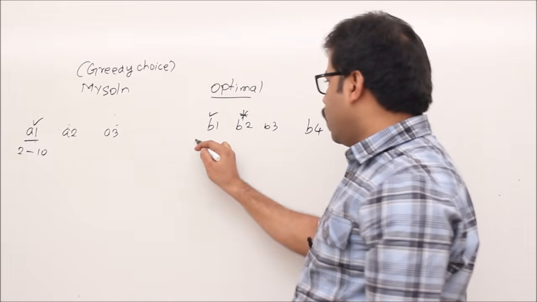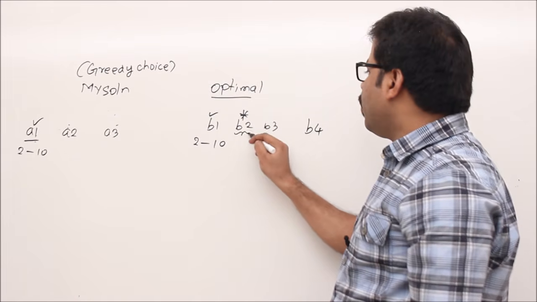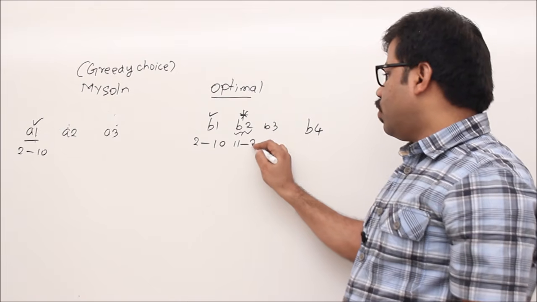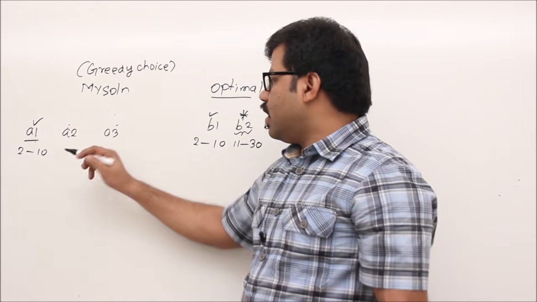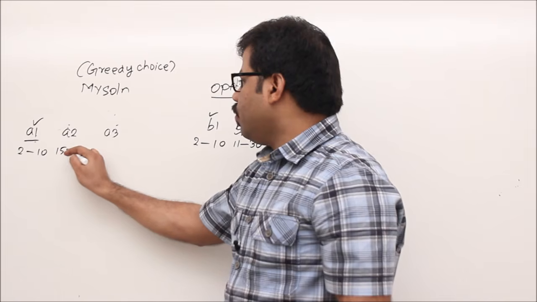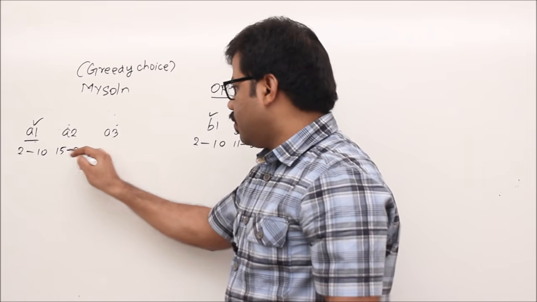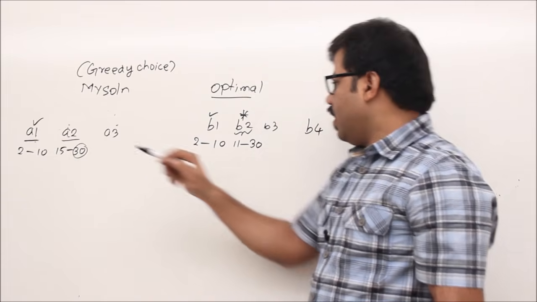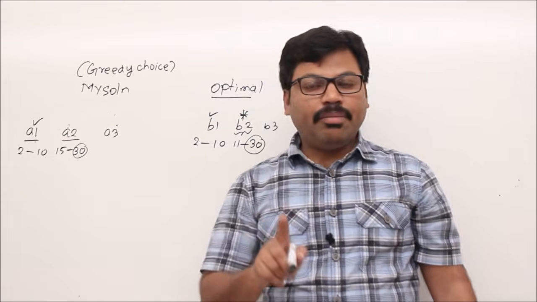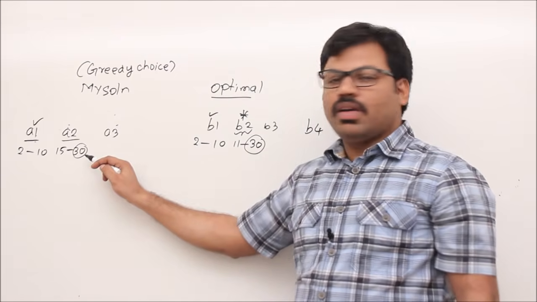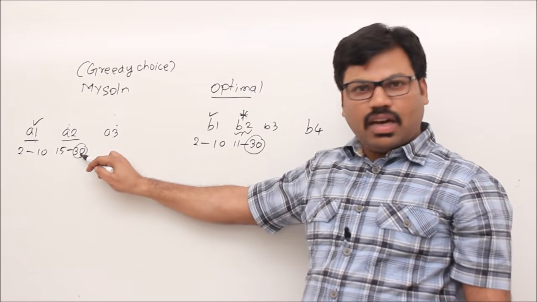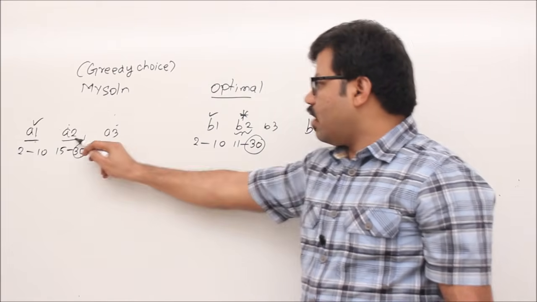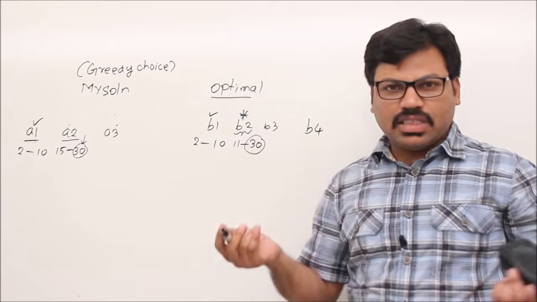A1's time interval, if it is 2 to 10, b1 is also 2 to 10. Then what should b2's time interval be? B2's time interval should be after 10, correct? Maybe 11 to 30 something. Then what about a2's interval? If it is, let's say, 15 to something 30, then a2's finishing time is 30, and b2's finishing time is 30. Did you remember, in greedy choice we always pick an element whose finishing time is earliest, correct? So here, according to my greedy choice, in the place of a2, I could have taken this one also. I had a possibility, correct?